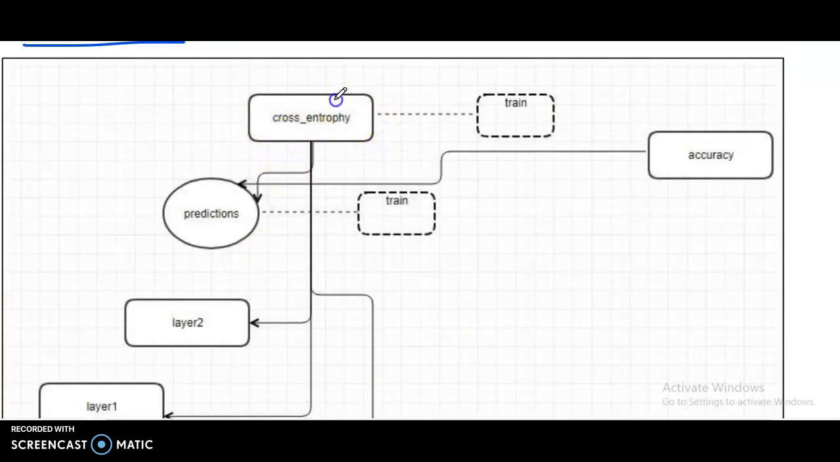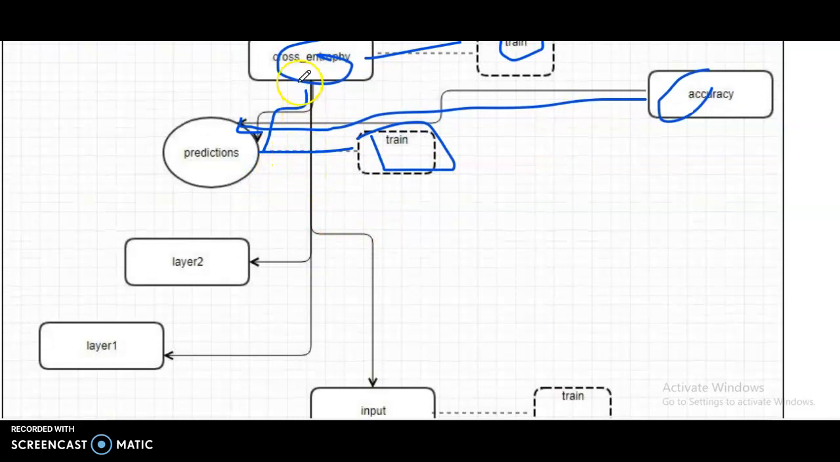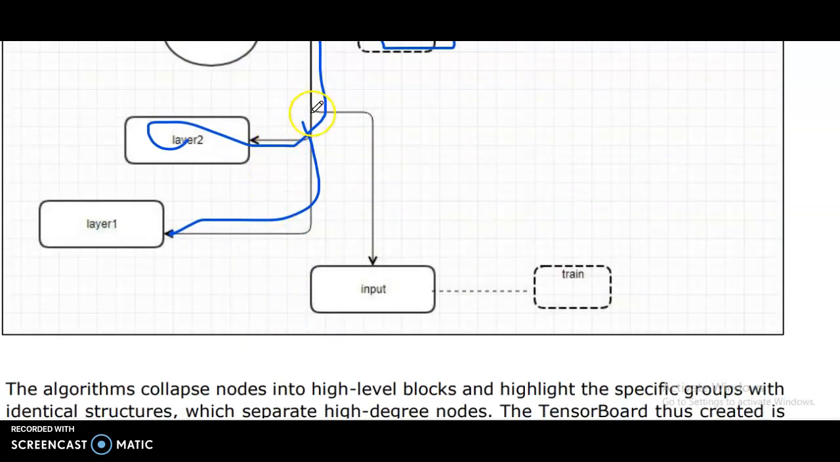Cross entropy, train, connecting like this, predictions, accuracy also expected, train interconnection, cross entropy, layer 2, layer 1, input, internally train connect.